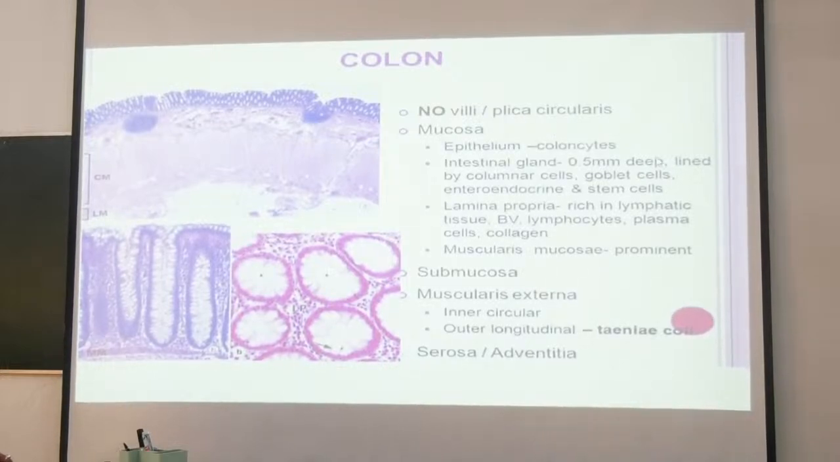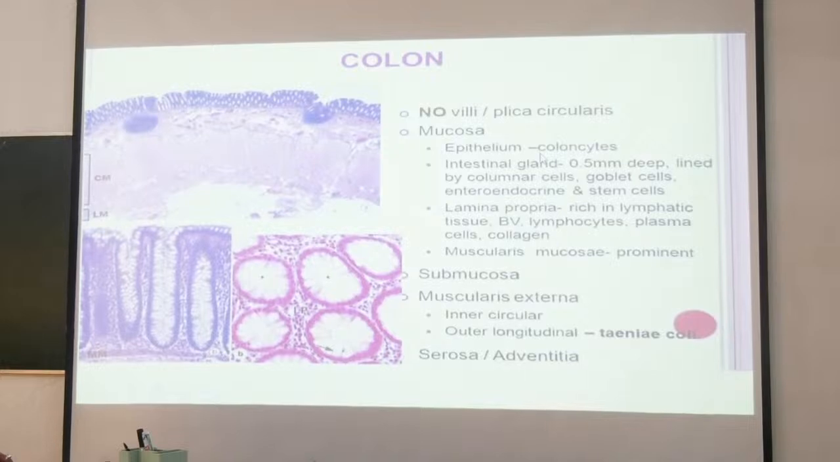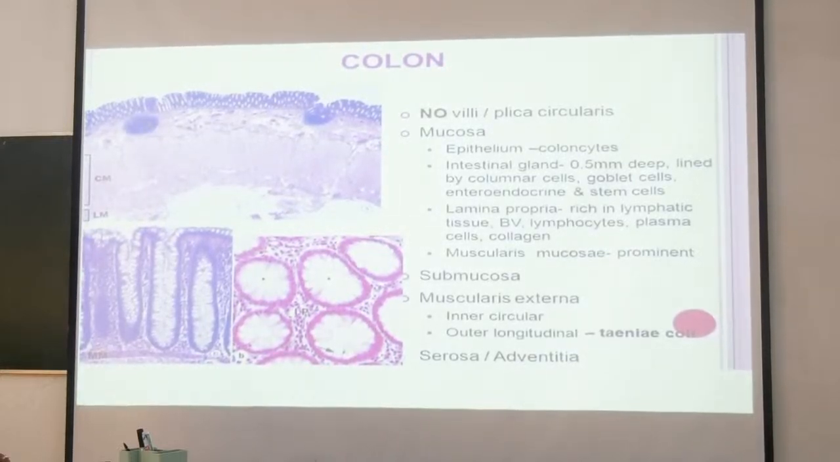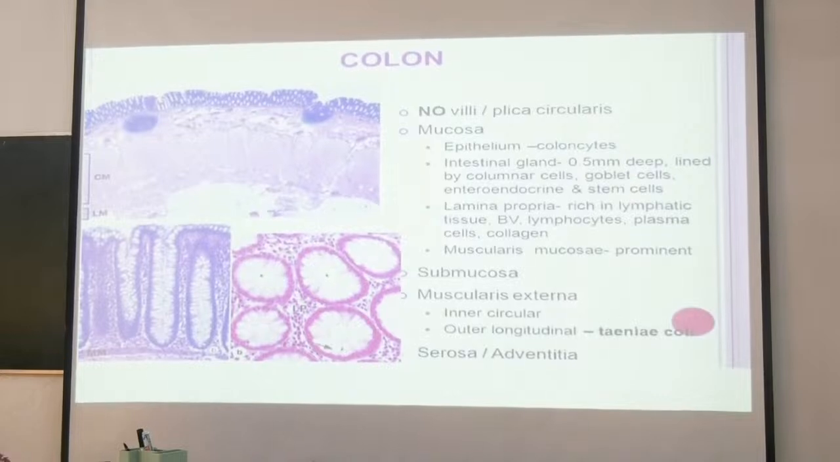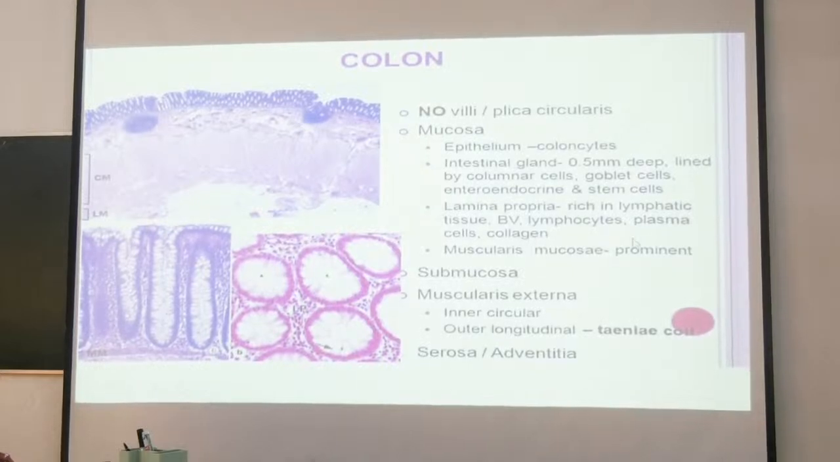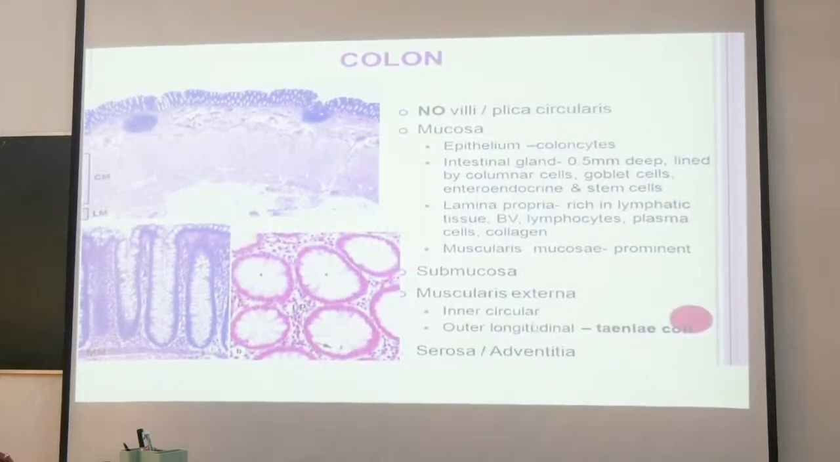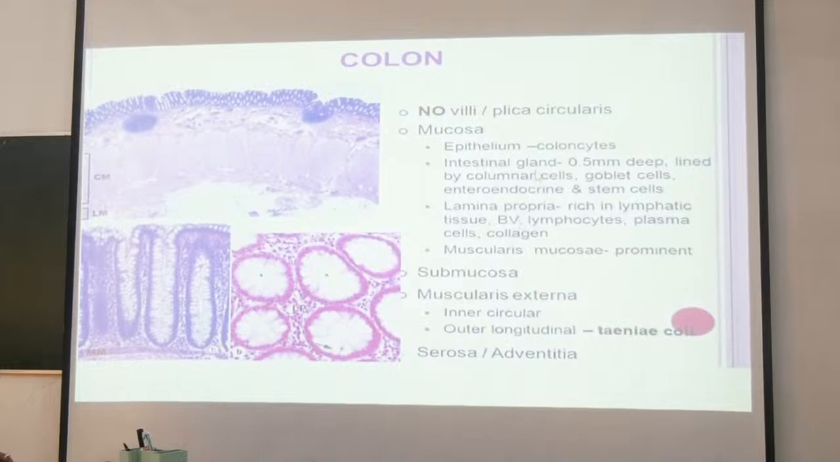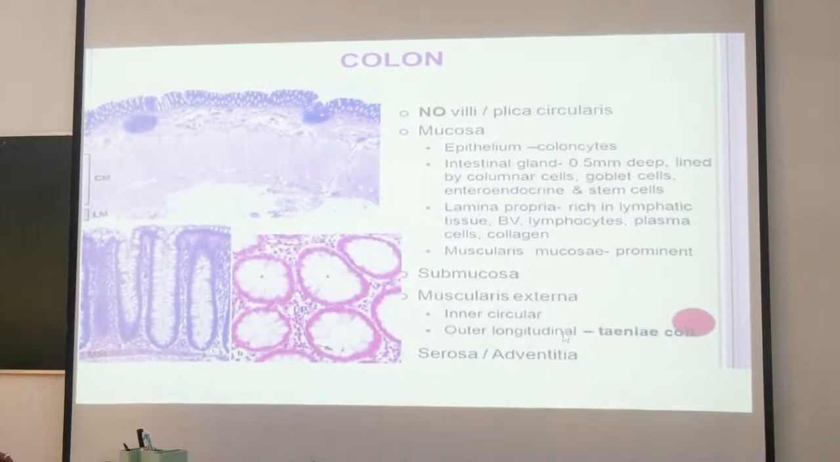Okay, what will be in the mucosa? Epithelium consists of a specific cell that is known as colonocytes. Okay, there is one type of specific cell that is known as colonocytes. Okay, and lamina propria, again it is having lymphatic tissue, lymphocyte and collagen. So these all are same. Okay, just where you have to mention the outer longitudinal layer, tinea coli.